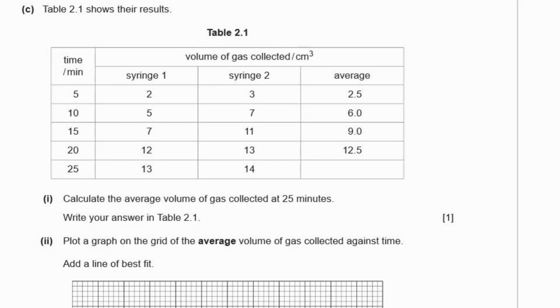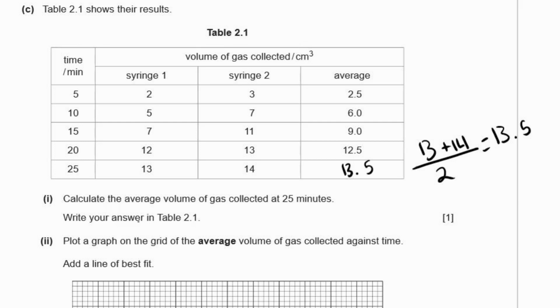C, table 2.1 shows the results. So the results are listed in this table. 1, calculate the average volume for gas collected at 25 minutes. So gas collected at 25 minutes, 13 plus 14 divided by 2 equals 13.5. And you don't need to put any units because it's in the title.